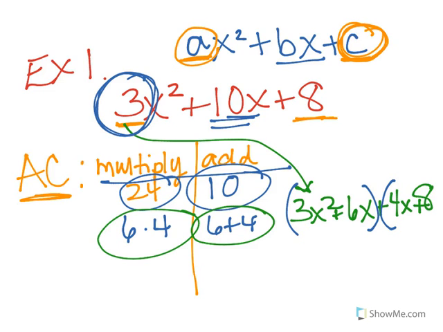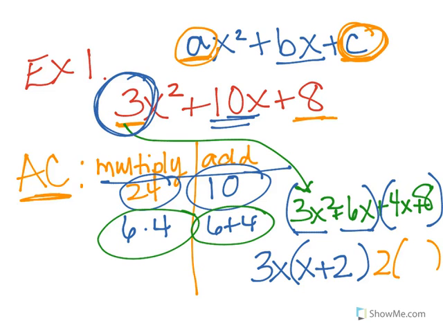So now we are going to take these two terms and pull out the greatest common factors. If I have a 3x squared and a 6x, then I know that I can pull out a 3x because I can divide both of these by 3x. When I do that, I'm left with x plus 2 for the first binomial. And then for the second one, I can pull out a 2.